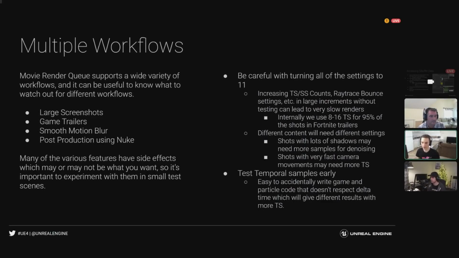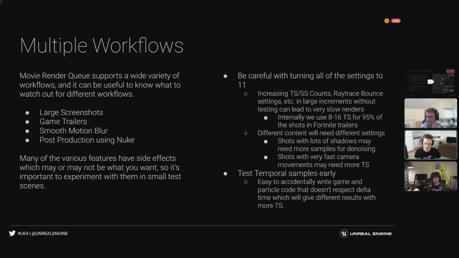We have lots of workflows now. We support a wide variety of workflows, and you need to know what to watch out for in different ones. They're not really hard and fast categories, but rendering out really large screenshots is different than rendering out a game trailer. If you want really smooth motion blur, that's different. And if you're doing post-production using Nuke or other software, those have other things to worry about.